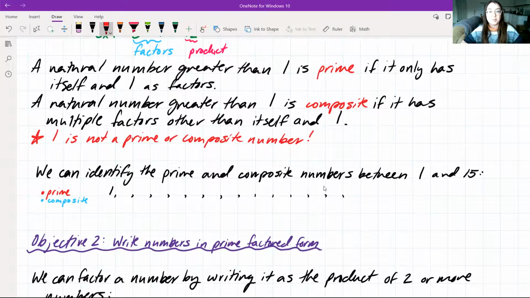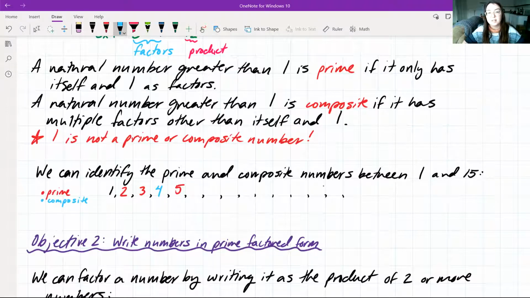If we consider the number 2, the only numbers that multiply together to get 2 are 1 and 2. So 2 is a prime number. Then with 3, we see the same thing. The only factors of 3 are 1 and 3. But now we want to consider 4. The factors of 4 are 1 and 4, but it's also 2 times 2. So 4 is a composite number. Then we have 5. 1 times 5 are the only factors of 5.